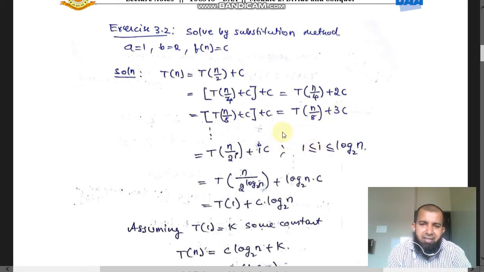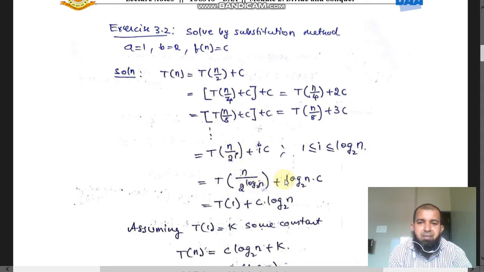You can continue again here. Apply recursion here: T of n by 8 equals T of n by 8 into 2, n by 16, plus c, then plus 3c. Like this you can continue, it goes on continuously. In general, T of n divided by 2 to the power of i plus ic. What is i here? i is greater than or equal to 1 and less than or equal to log n base 2. So the maximum value of i is log n base 2. So T of n divided by 2 to the power of log n base 2.